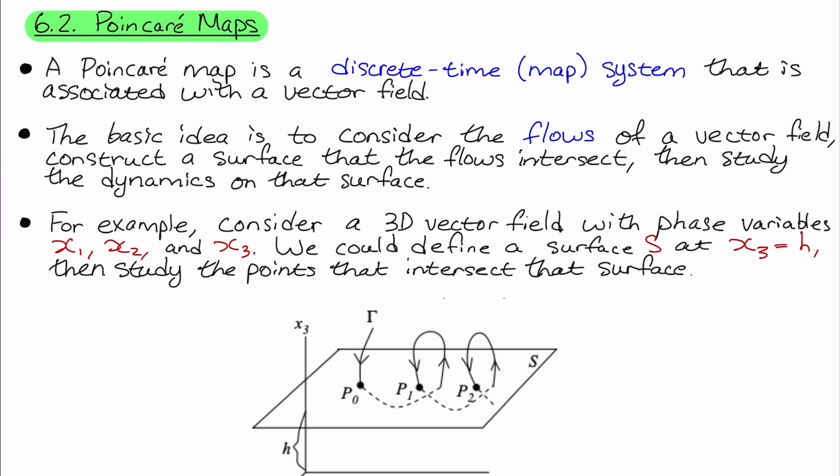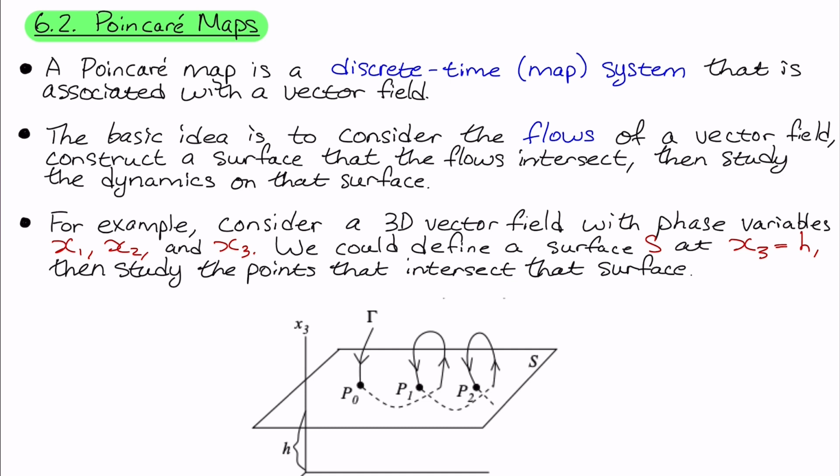In this video, we are going to continue and finish Chapter 6, which is on maps. And in this section, we are going to cover Poincare maps. So a Poincare map is a discrete time system or map that is associated with a vector field. Effectively, we create Poincare maps from continuous vector fields, and it's a way to reduce the dynamics down into a simpler form that we can then interpret and analyze and try to understand the behavior.